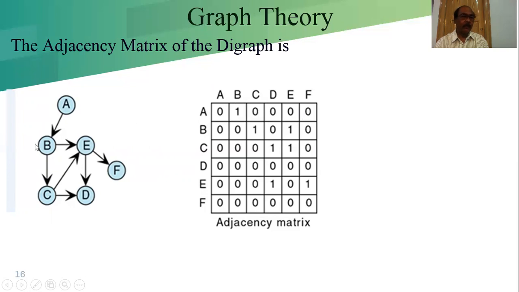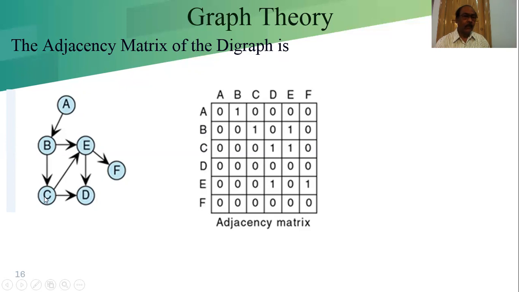Now consider the B vertex. An edge is directed from B to E, that is 1. An edge is directed from B to C, that is 1. That means the BC element, or we can call it the A 2,3 element. If we label them 1, 2, 3, 4, 5, 6, there are 6 vertices.